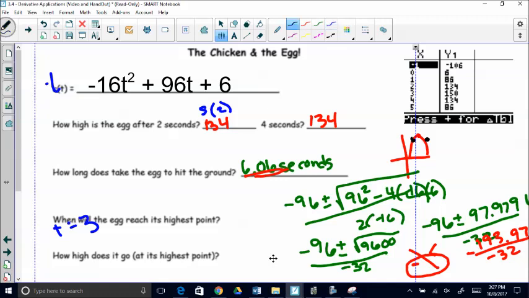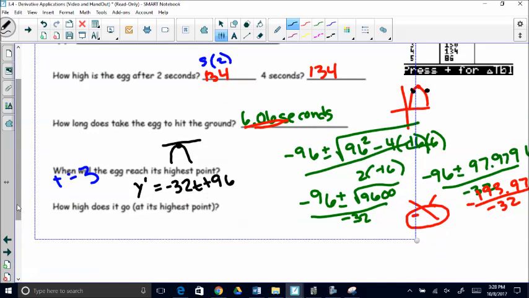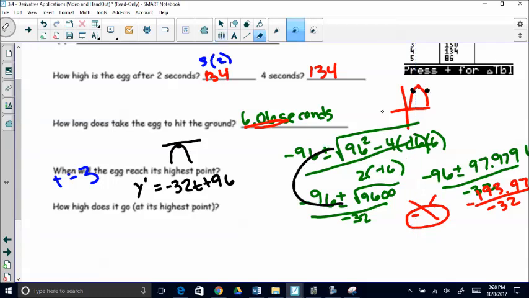Instead, to use calculus, we know that it's going to hit the highest point, think about that, when the derivative is 0. So if we found the derivative of this function, which we know is negative 32t plus 96, and found what made that 0, so what makes that value 0? Let me erase some of this now.